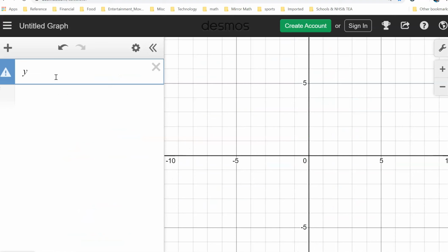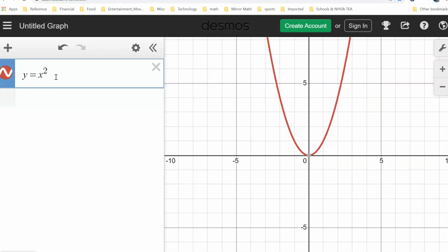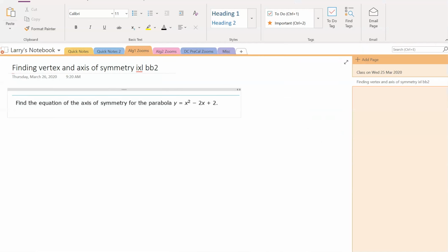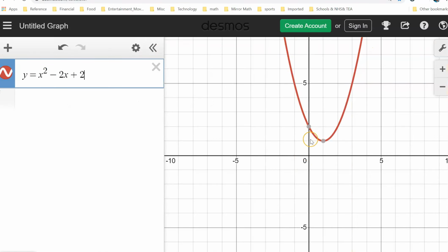So y equals x squared minus 2x plus 2. So there's our graph. Remember, this U-shaped curve that is the graph of a quadratic function is called a parabola. A parabola is the graph of a quadratic function.